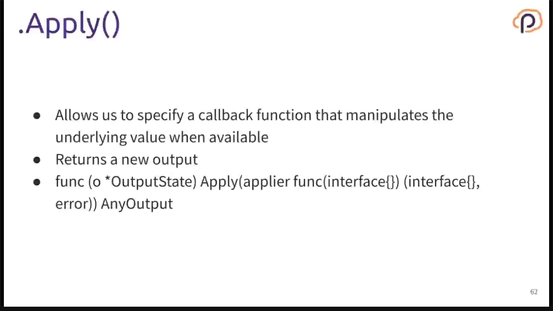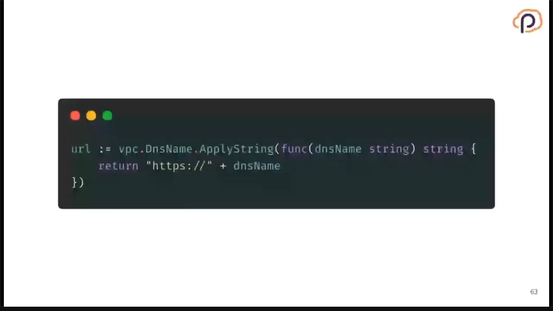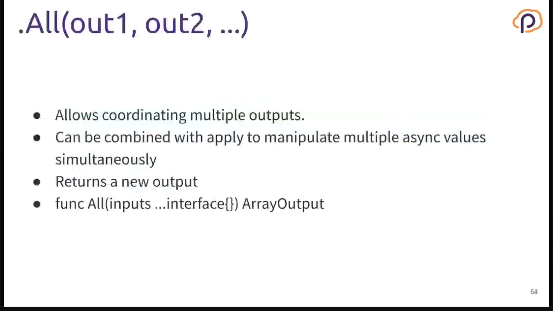So this looks like this. We have our VPC and we want to take that output property, that DNS name. We know it's not available right now, but we know it'll be eventually available. So we can attach this apply string callback that waits for that value to be eventually available and then splats on an HTTPS at the beginning. And now we have this URL value, which is a new output, a new eventually available value.